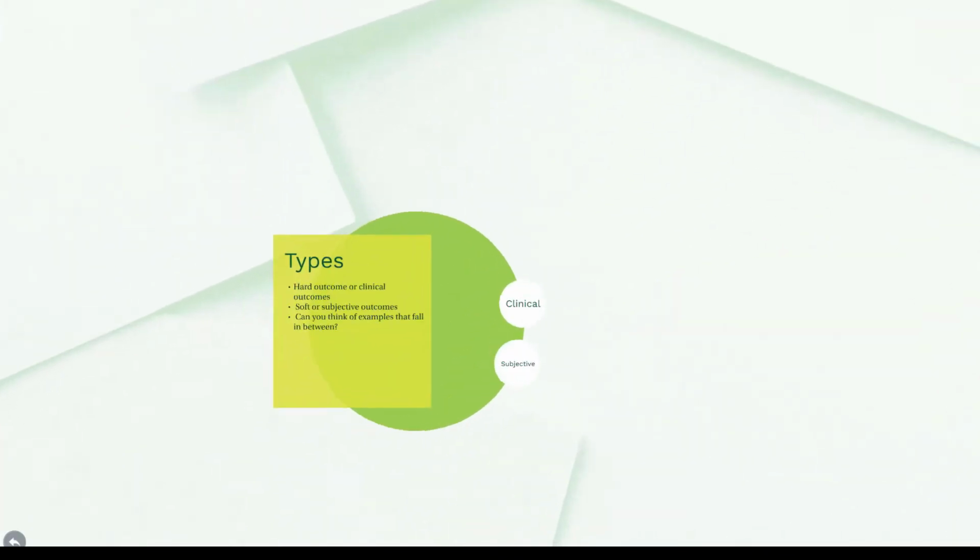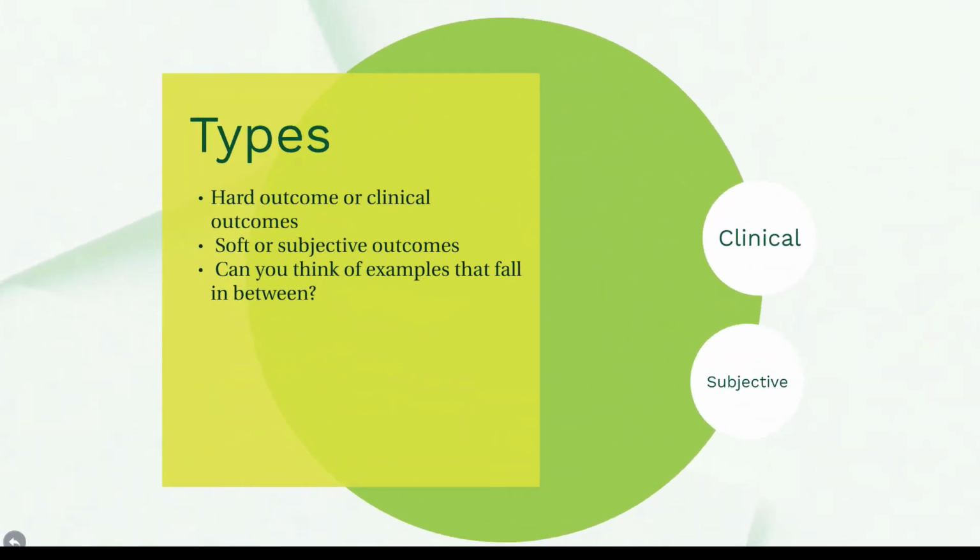So our 2 basic types of outcomes are hard outcomes, which are clinical outcomes, or soft outcomes, which are subjective outcomes. And there are many examples that fall somewhere in between. So you may think of something as a clinical outcome, but if it involves the opinion of the observer, then it's somewhat of a soft outcome. You may think of something as a soft outcome, but if there is enough evidence, it may actually be less subjective and more on the hard scale.